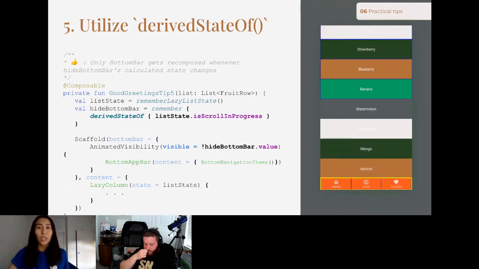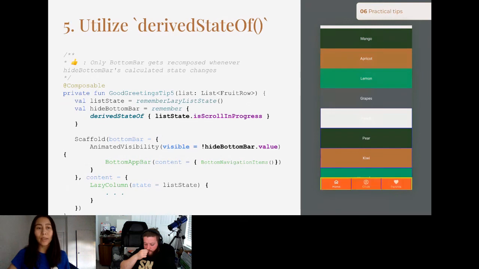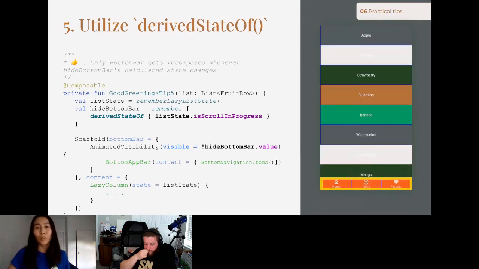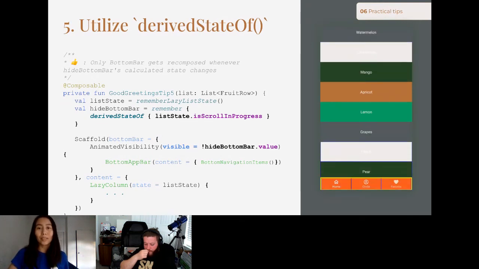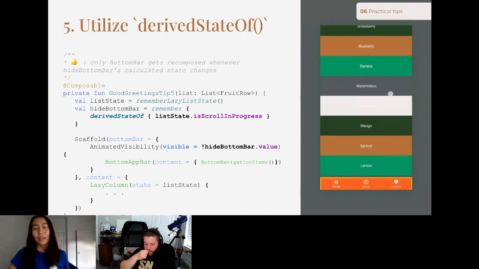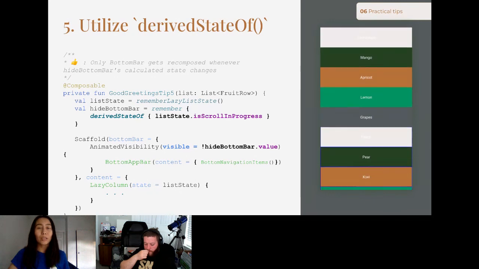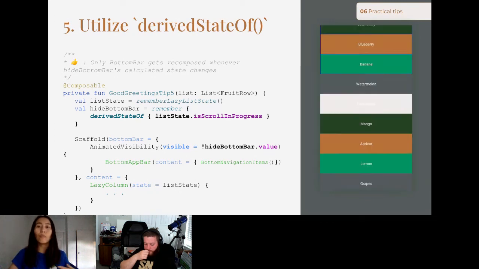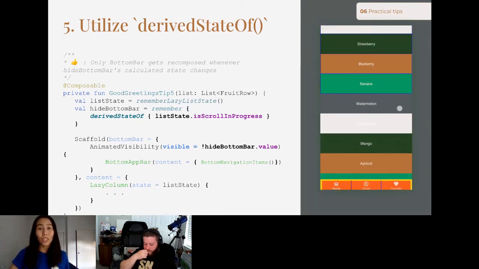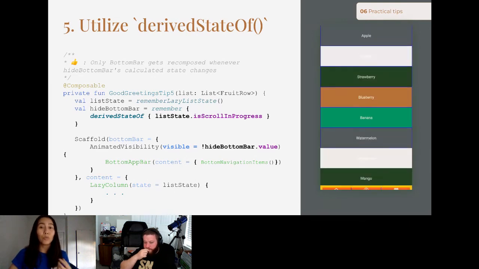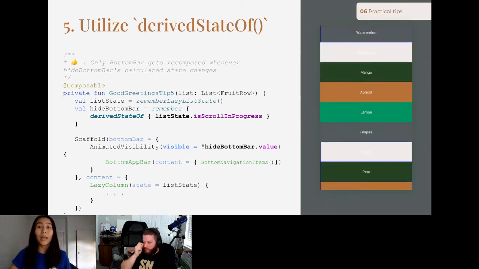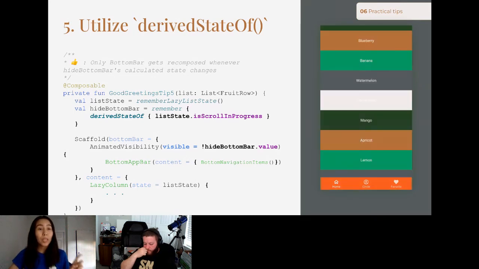And number 5, utilizing derivedStateOf. In most cases, especially on UI, we have some sort of object that depends on a certain state object, which is frequently changed. And all the composable functions listening to that object will recompose more than they need to. So it's always better to wrap that kind of object in the derivedStateOf function to limit the number of recompositions. Here's the example.